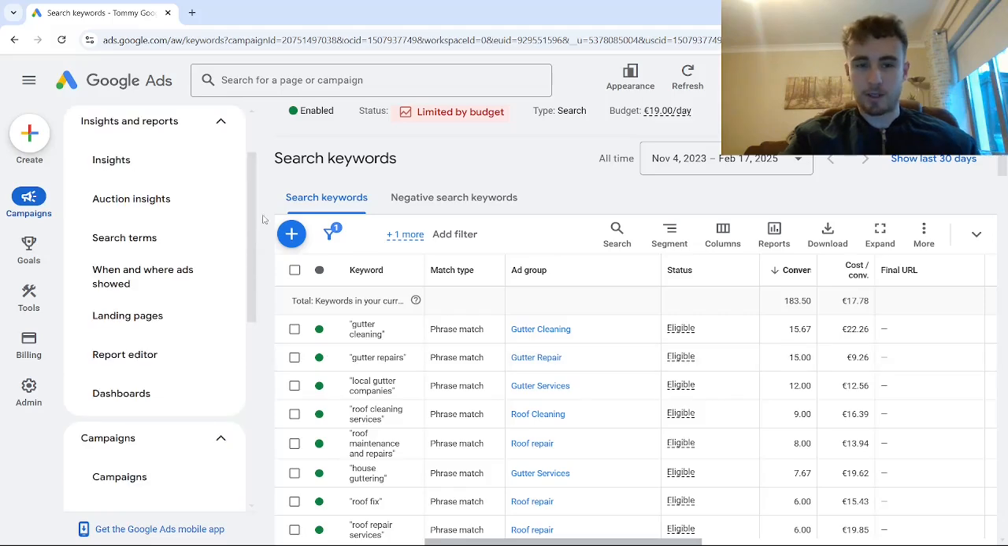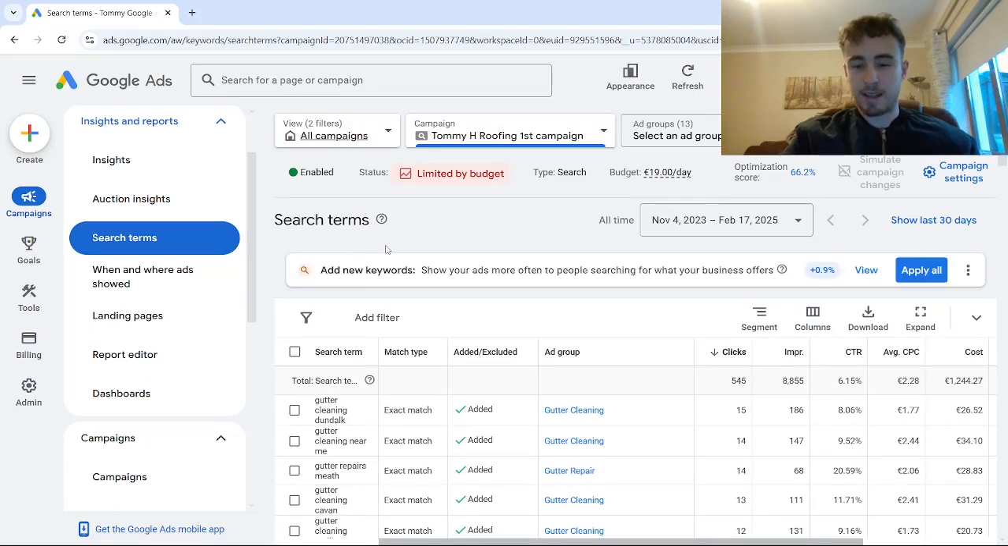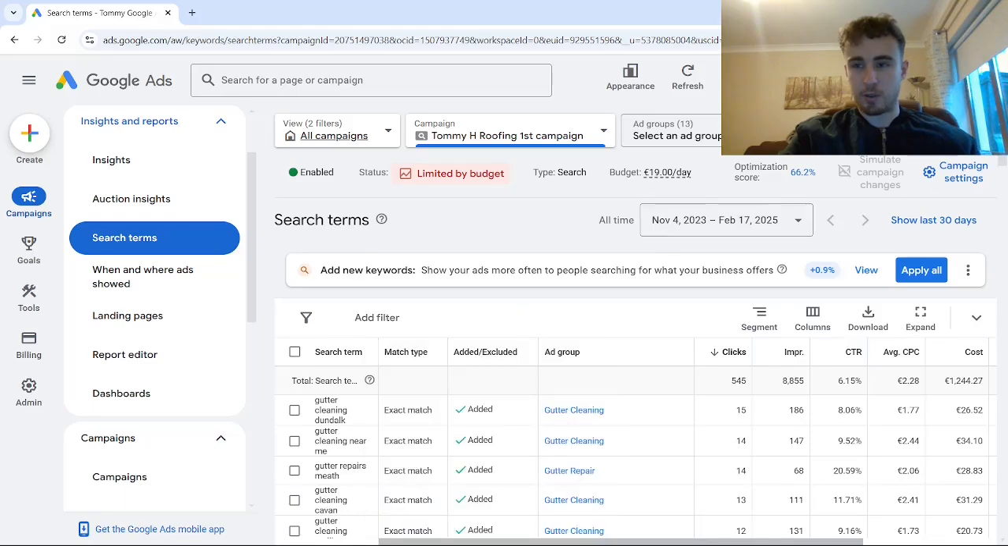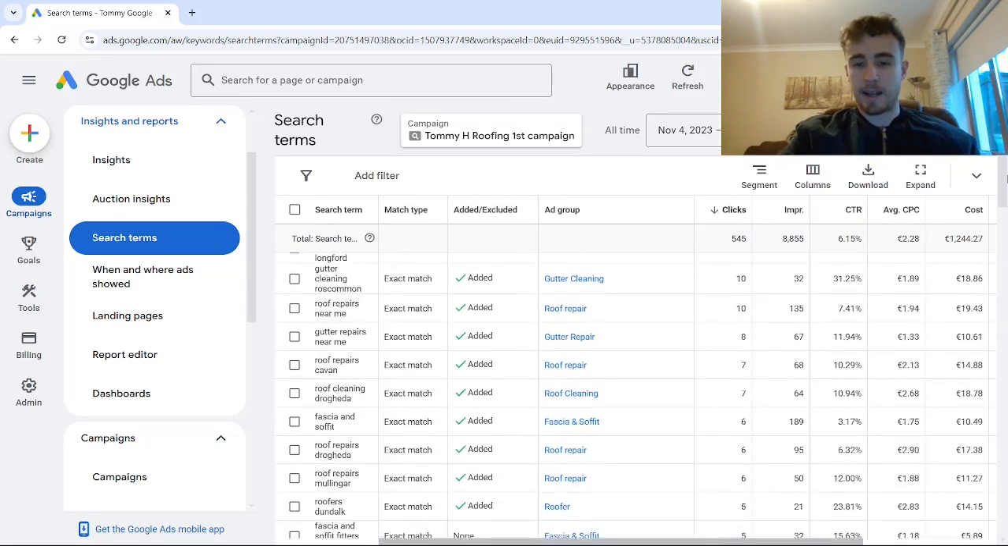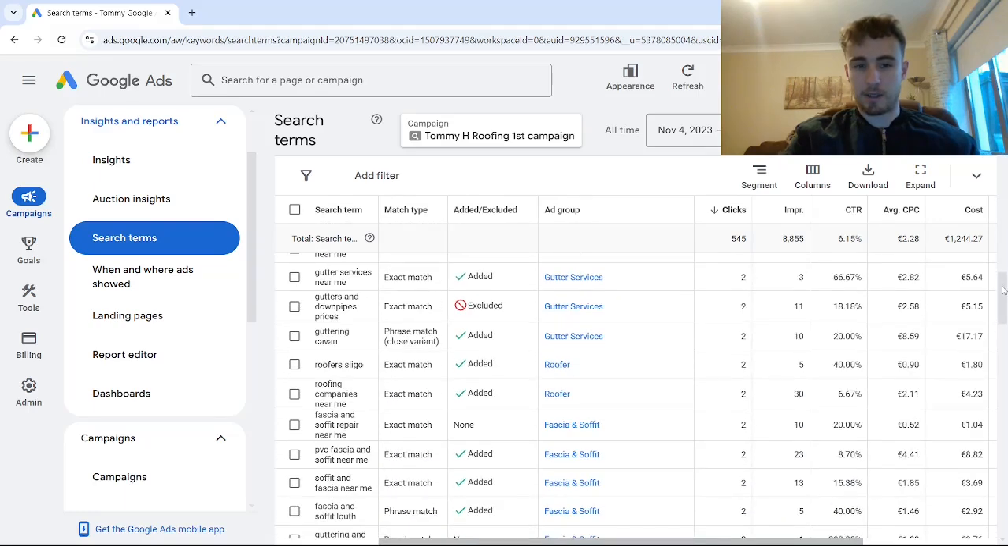And then what you want to be doing as well, outside your actual keywords, is go into your search terms, which is where you see the actual search terms that your ads have appeared for. And what you can do here then is go through your search terms report, and anything that is not relevant to what you offer, you want to add as negatives to your campaign.